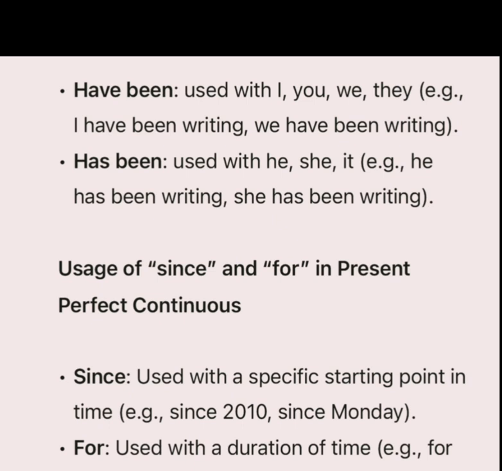Now there is also a time expression with this tense, the last tense, that is present perfect continuous tense. How are we going to use the time expression? Since is used with a specific starting point in time. For instance, since 2010, since Monday, since morning, since night, since last night, since 2 p.m. And for is used with a duration of time. For example, for 2 hours, for 3 years, for 10 days.